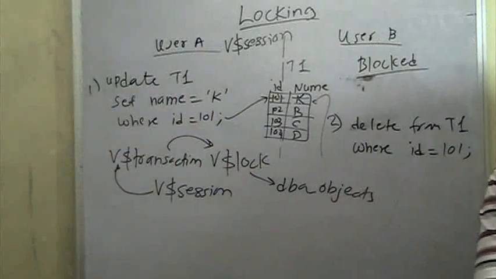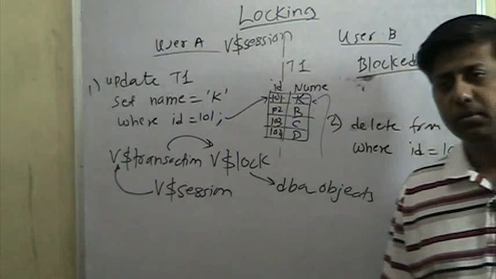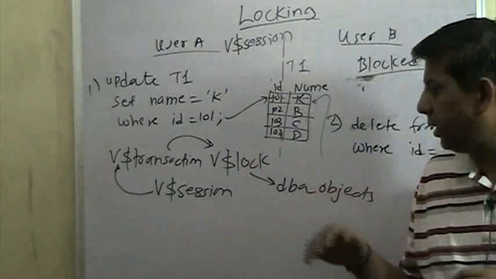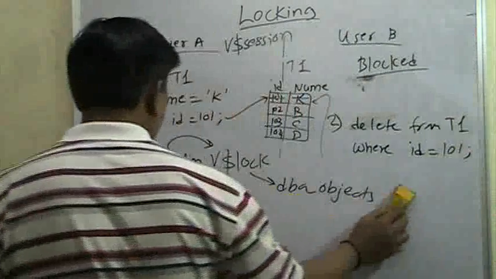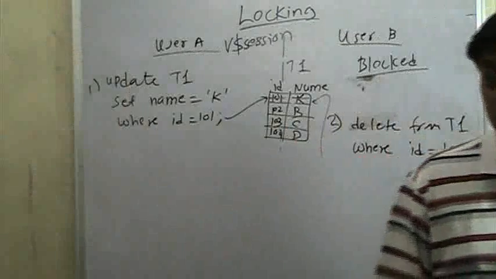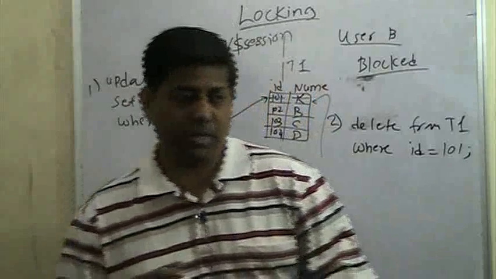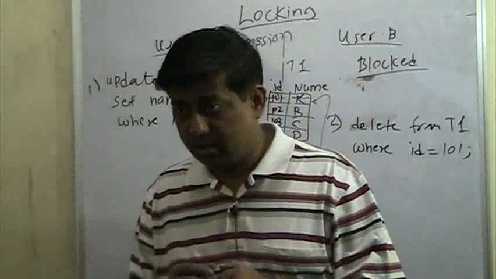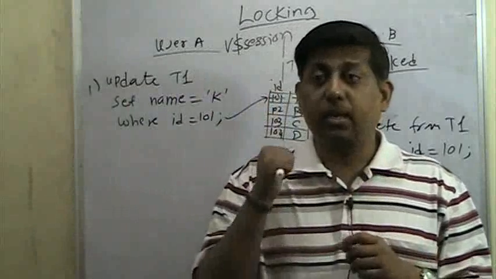What is the best way to release all the locks? Commit the transaction. Committing the transaction is the best way. It will gracefully release all the locks. But as in the example I was giving, if the user has gone home and locked his terminal, nobody can go and commit his transaction, so you have to kill it. The moment you fire the alter system kill session command, with SID and serial number, then what happens?